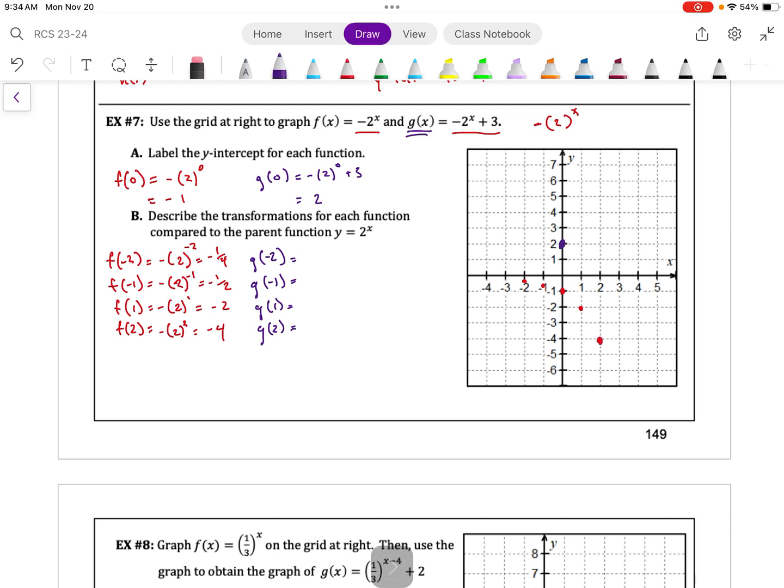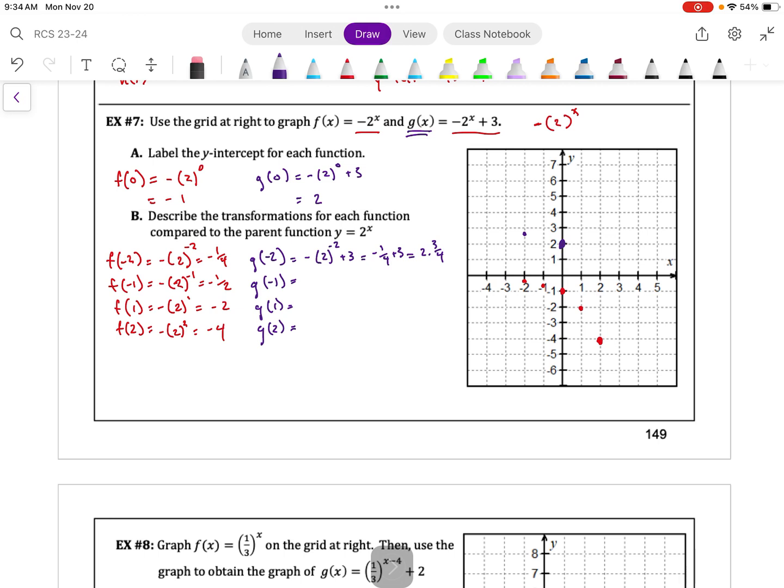And let's see what happens with my g of x function. When I do g of negative 2, I'm going to get negative times 2 to the negative 2 plus 3. That would give me negative 1/4 plus 3, which would go to, I'll call it 2 3/4. I'll just go ahead and toss that on there. So 2 3/4. Notice how it's just this point shifted up 3.